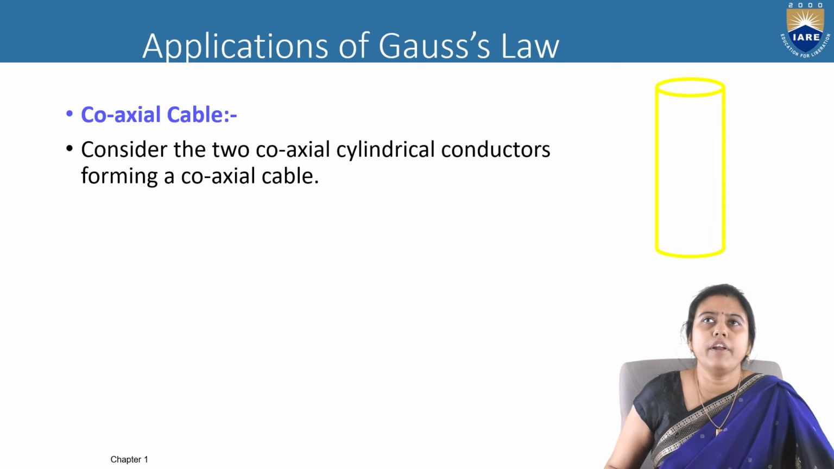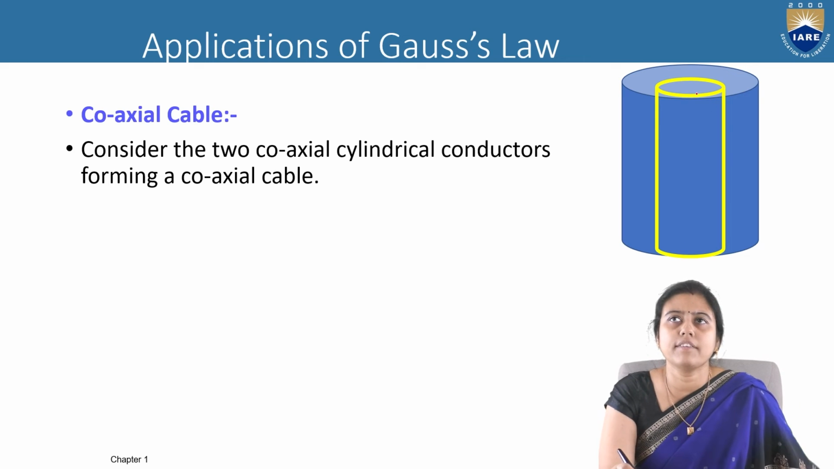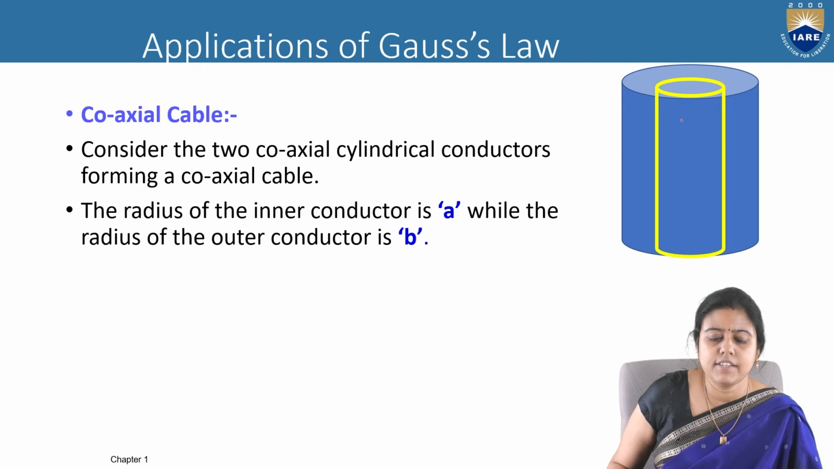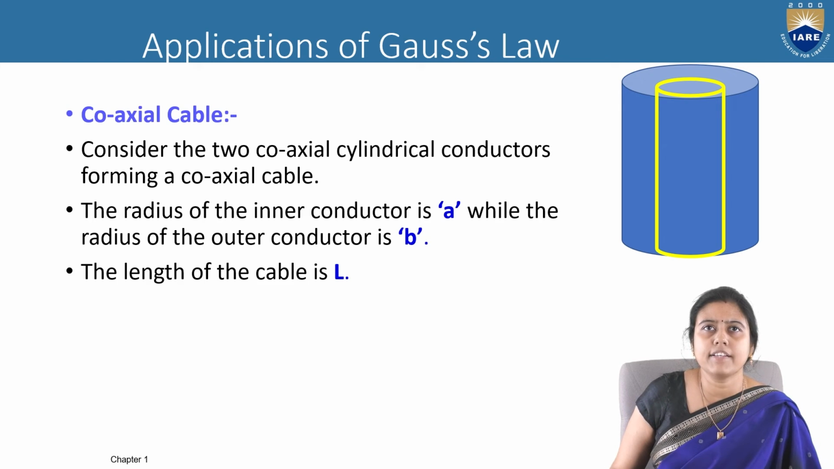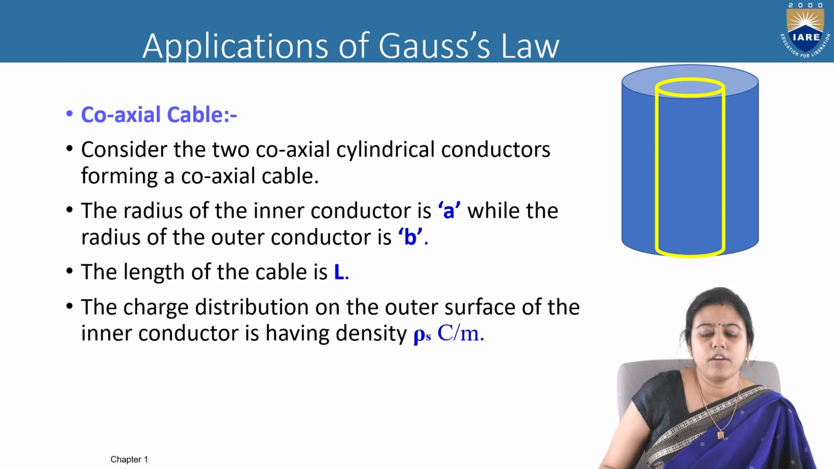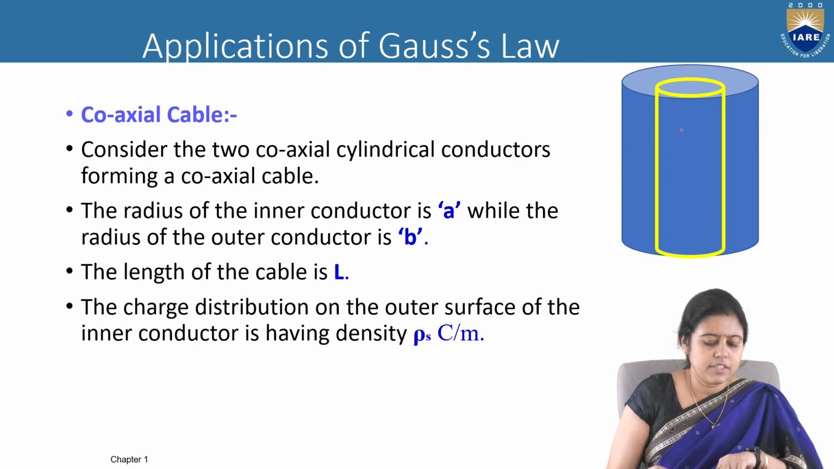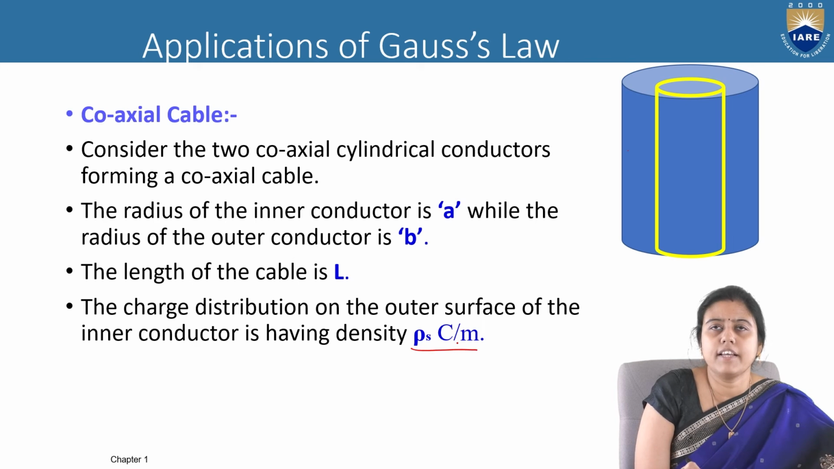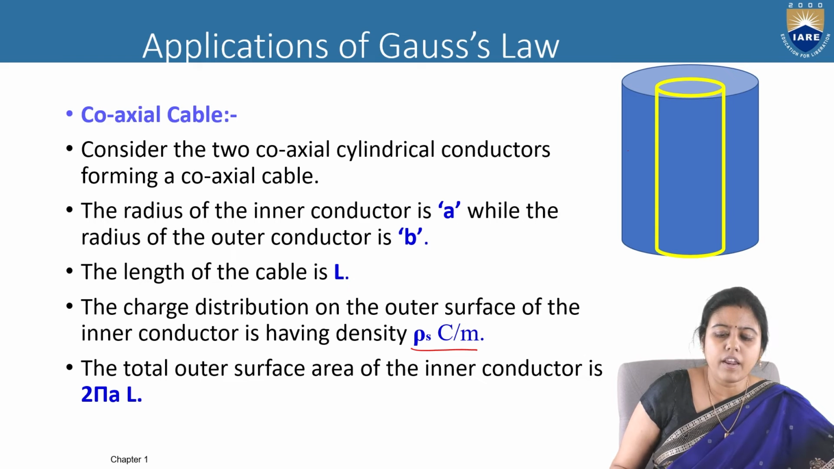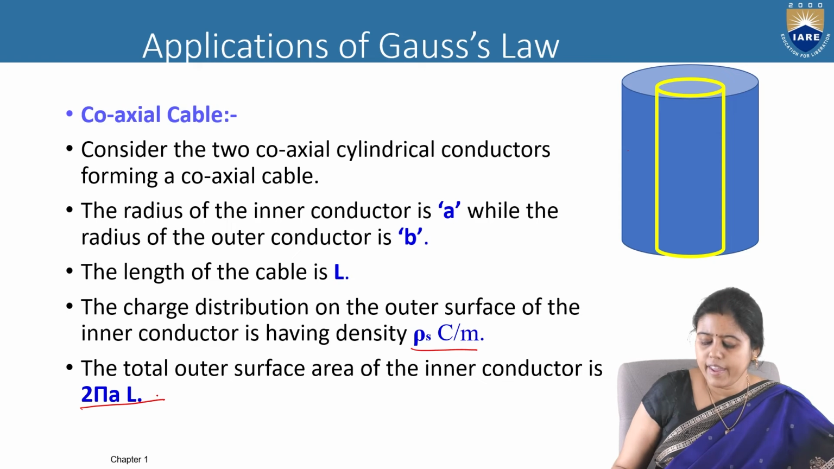And we can also calculate it for a coaxial cable. What is the meaning of a coaxial cable? A coaxial cable means two cylinders are together and they have a common axis. So one radius is a, another radius is b, and the total length of the cable is L. So we can calculate the charge distribution on the inner surface as well as the outer surface. Say the charge density is ρ_s. The total outer surface area of the inner conductor is 2πaL.